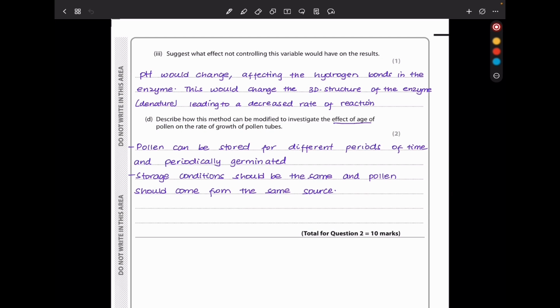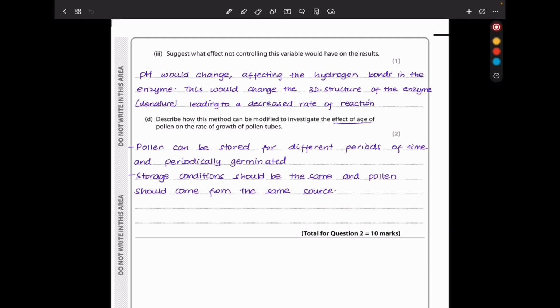Next, they say suggest what effect not controlling this variable would have on the results. If pH is not controlled, it's going to change, and pH change would affect the hydrogen bonds in the enzyme. And this would change the 3D structure of the enzyme, meaning it's going to be denatured, and this is going to lead to a slower or decreased rate of reaction.